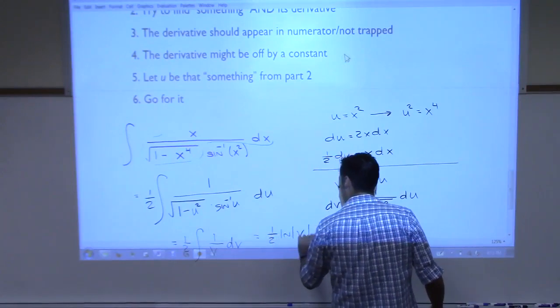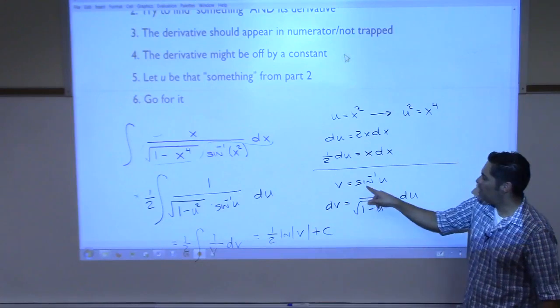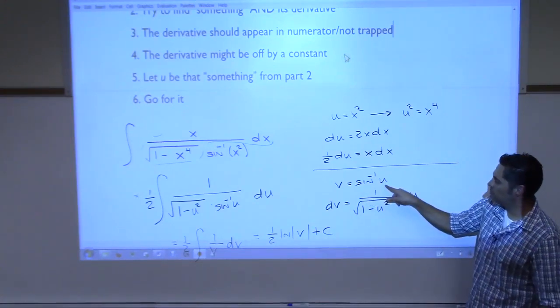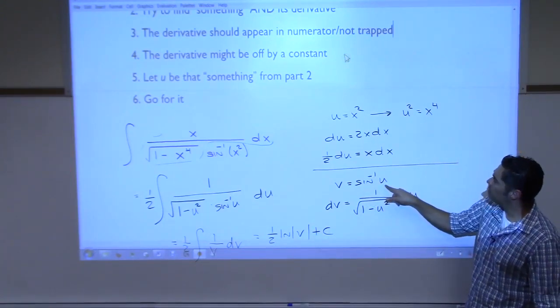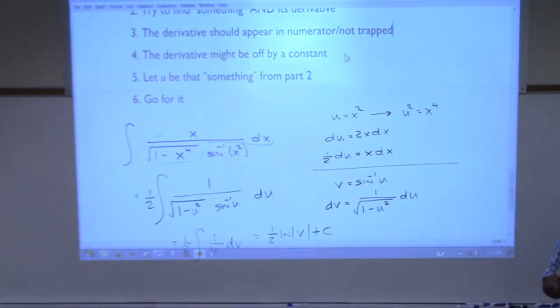Natural log v plus c. But what's v? Sine inverse of u. But what's u? X squared. So you'd wind up getting the same exact answer. Two substitutions.